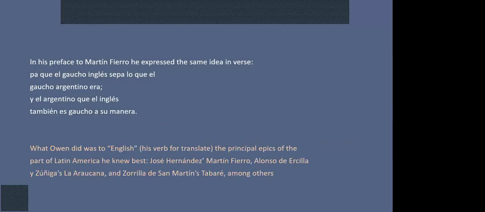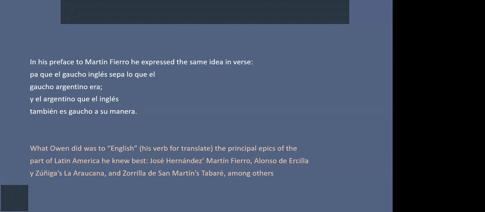In his preface to Martin Fierro, he expresses the same idea in verse. So you read here in Spanish, and he explains this: para que el gaucho inglés sepa lo que el gaucho argentino era y el argentino que el inglés también es gaucho a su manera. So there is some poetry here, but see, it's an interesting mission. I would call it very altruistic because there is a cultural distance here, a lot of it.